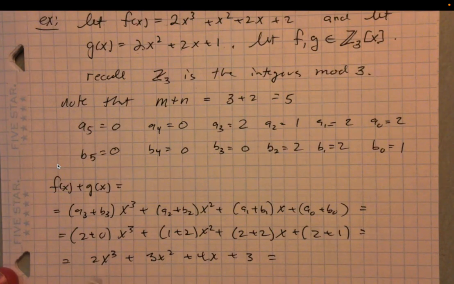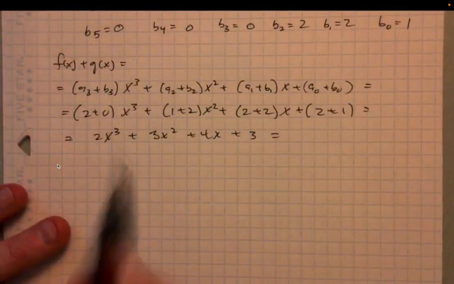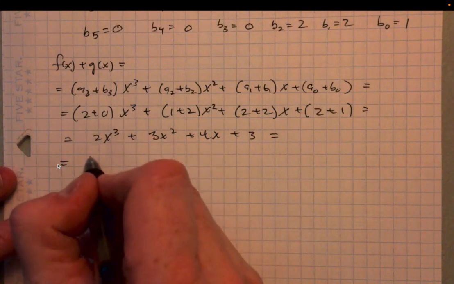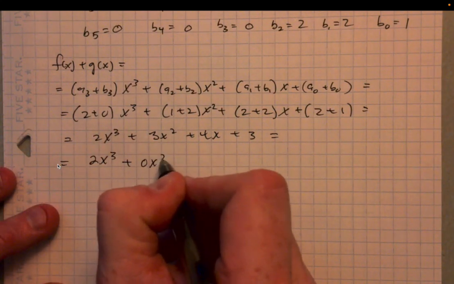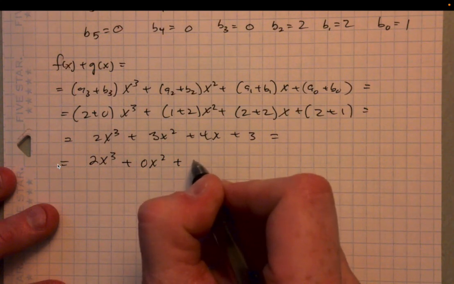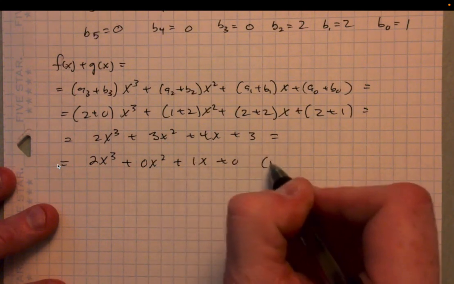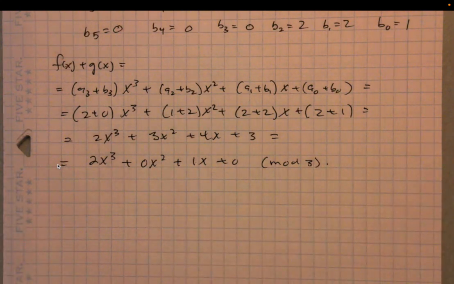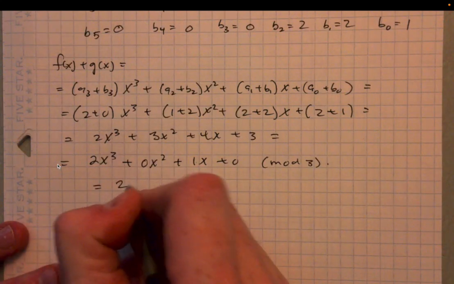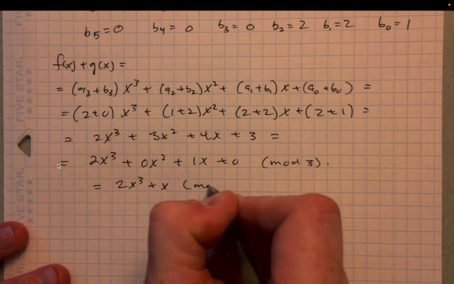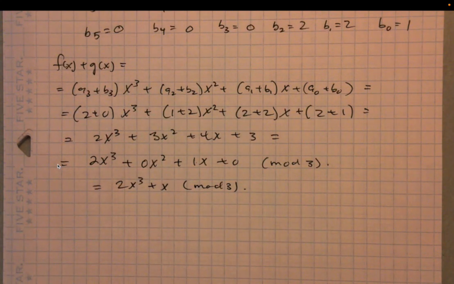Now, remember, we're in the ring Z3, so we have to notice that this is actually 2x cubed plus 0x squared plus 1x plus 0 when we take it mod 3. So these two polynomials would add together to give you 2x cubed plus x mod 3. It's really similar to what you're used to, but in this case you just have to be a little bit more careful.